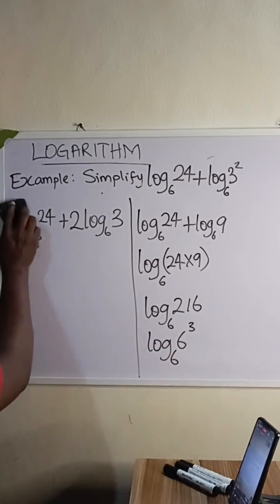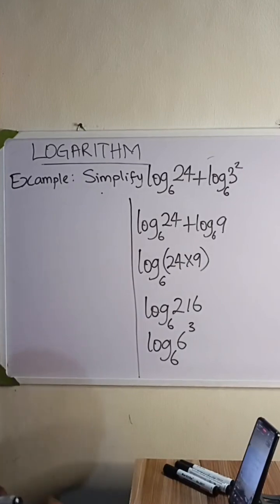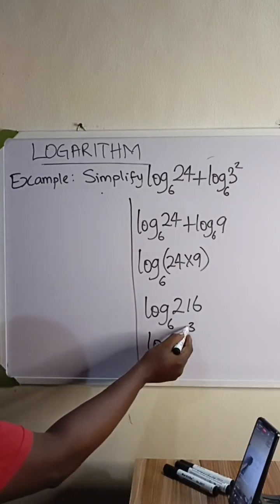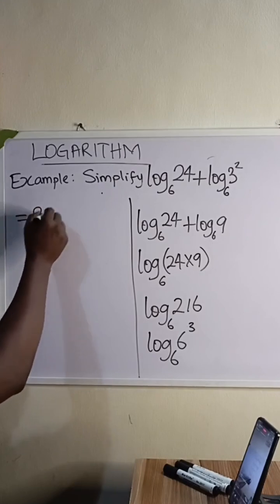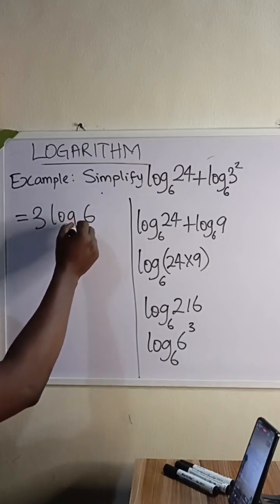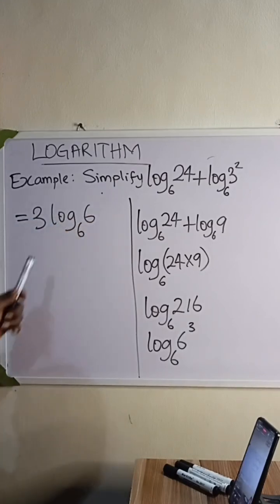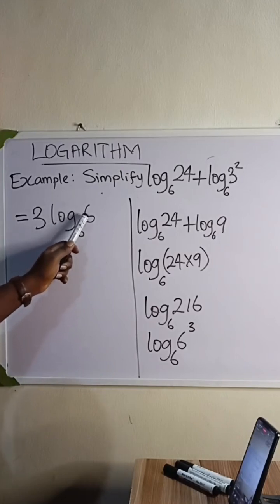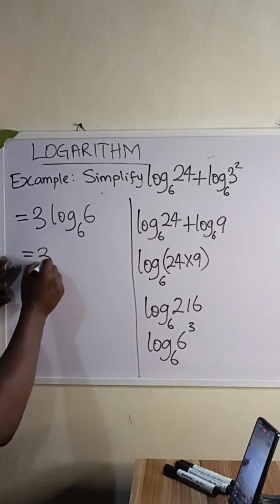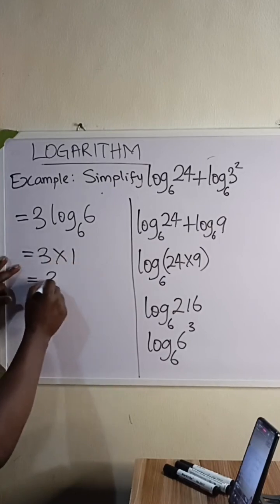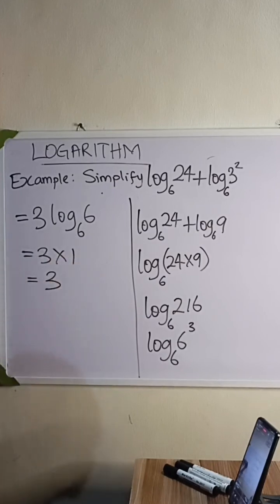So let me wipe this off. So continuing, we need to move this 3 this way. So now we have 3 log 6 base 6. Then we can now apply the unity law. Since we have 6 base 6, this is equal to 1. So we have 3 times 1, which is equal to 3. That becomes our answer. Okay, so let's continue.